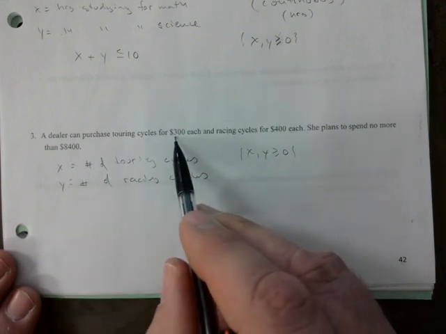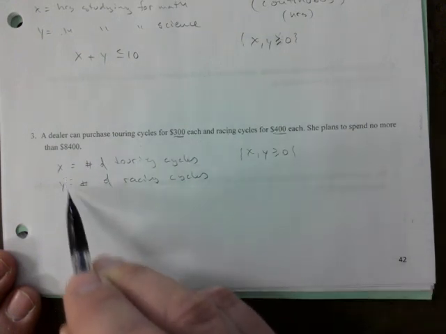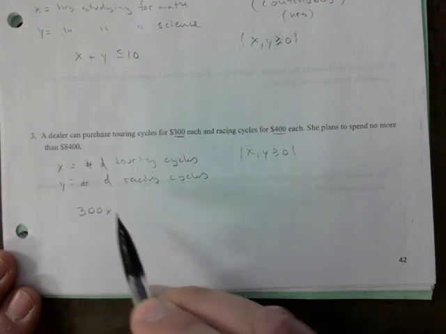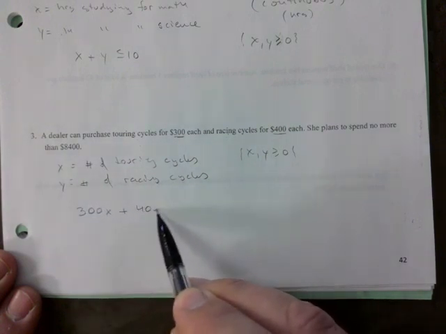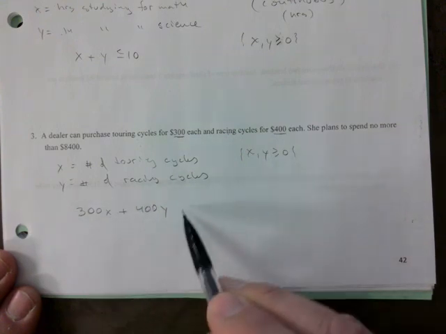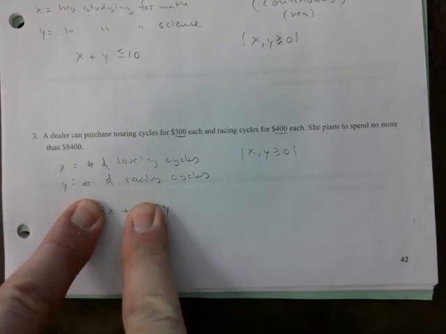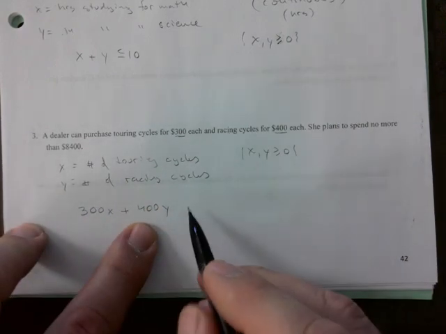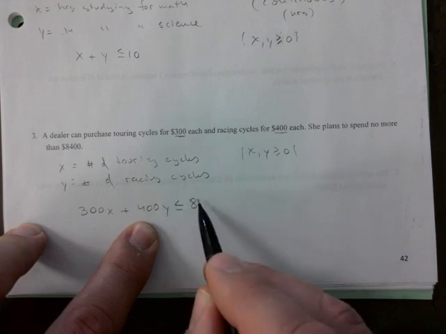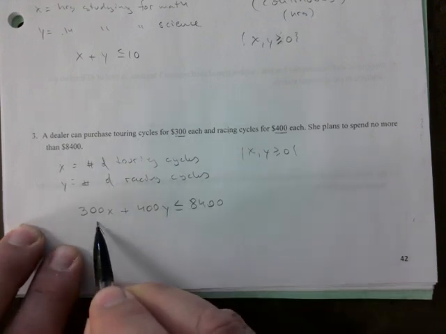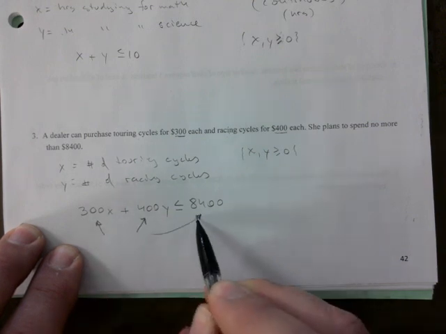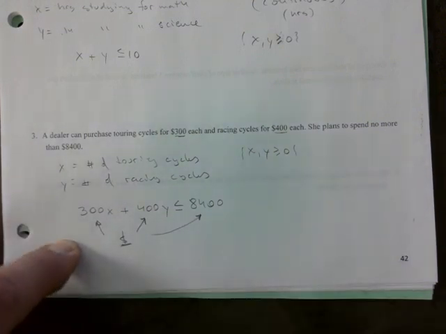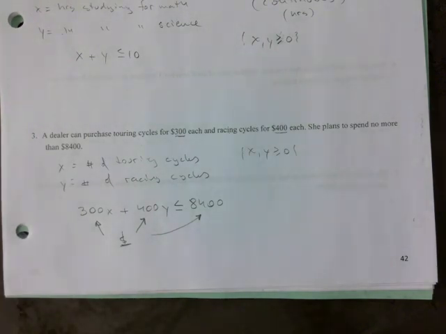So here, you actually have a coefficient in front of X and Y. If it's $300 for every touring cycle and $400 for every racing cycle, right? This is going to give you the cost. If you remove the 300 and the 400, it's actually saying the number of cycles has to be less than whatever. But now you're talking cost, and that has to be less than or equal to $8,400, right? These are all dollar amounts, if you think about it. So that kind of gives it away there.